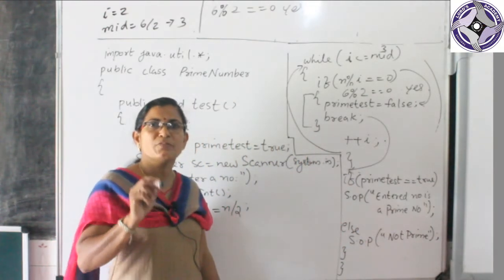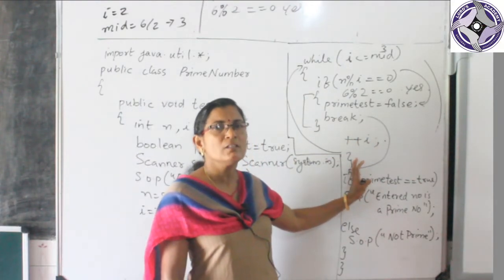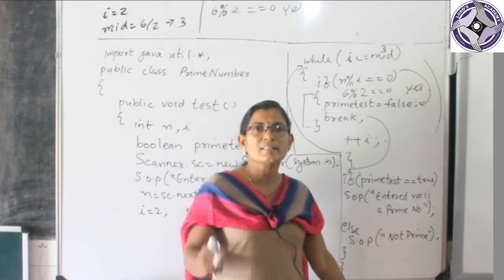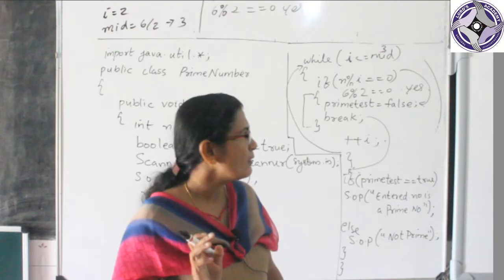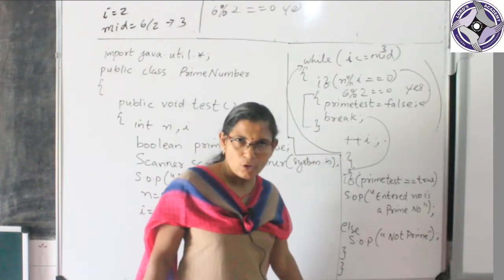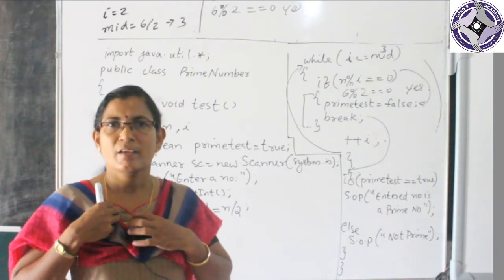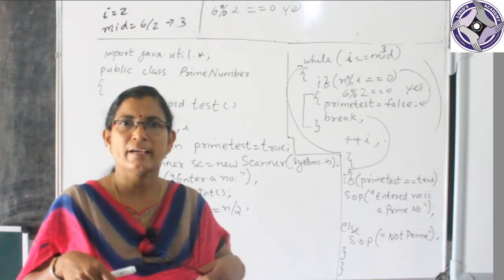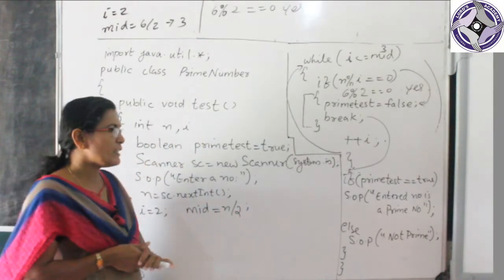As we found the first factor itself, we came out of the looping structure without continuing the loop. This is how a break command works when it is given inside a while loop or for loop. Hope everybody understood. If you have any doubts, you can contact me personally. This program is given in your textbook.